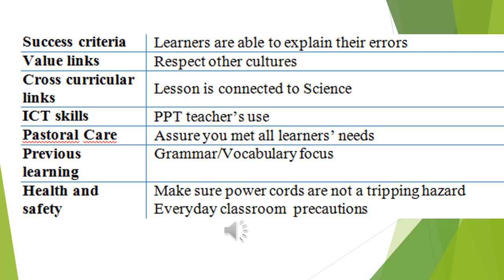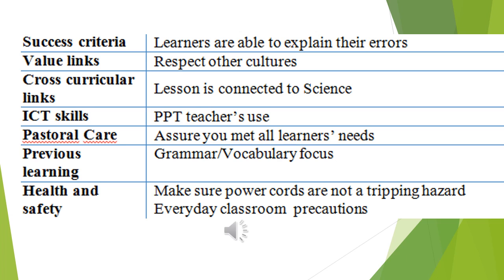There are some small but really important features in the lesson plan which should be considered and paid attention by the teachers. The success criteria requires to identify the final outcome of the lesson for the learners. What are the value links? They are the human traits which should be connected to the topic. However, it should be considered by the teacher.